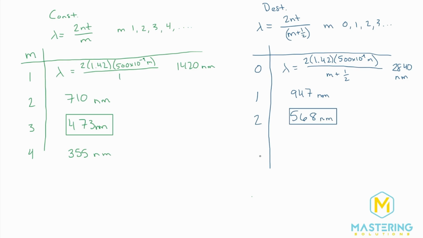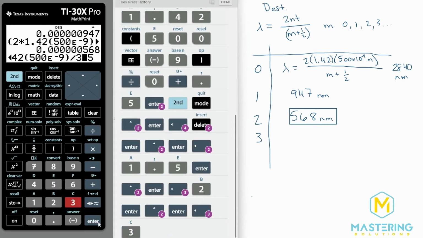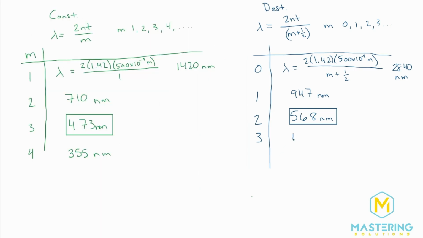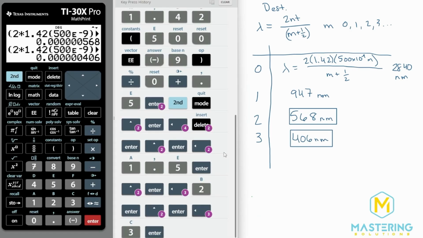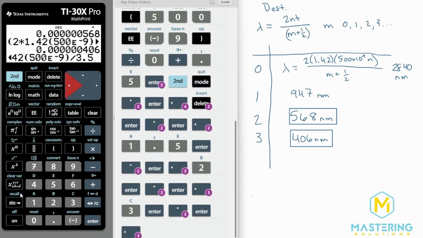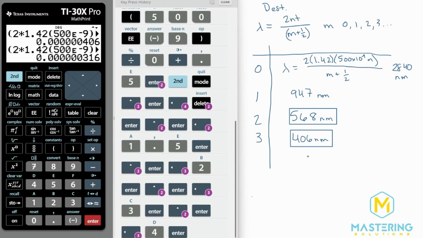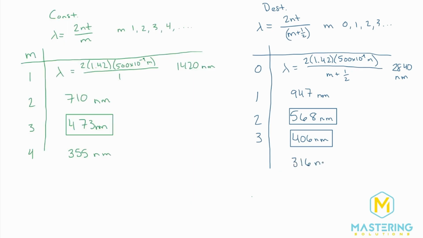So we're good there. What about M of 3? So we have 3, that's 406 nanometers. So that is in the visible spectrum. And then let's keep going. 406 is almost out of it, so this last one likely won't be for M4, but let's just check anyways. So we have 4.5, and that is 316 nanometers. So now we're out of the visible spectrum again. So for constructive interference, the wavelength will be 473, and for destructive interference we have 568 and 406.